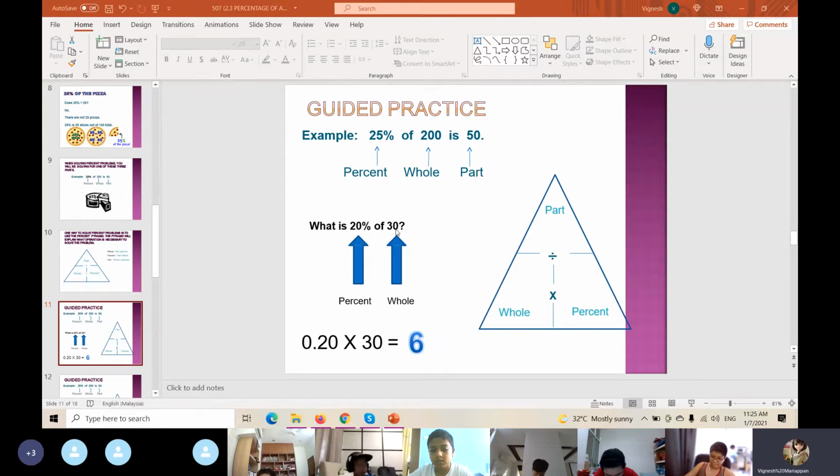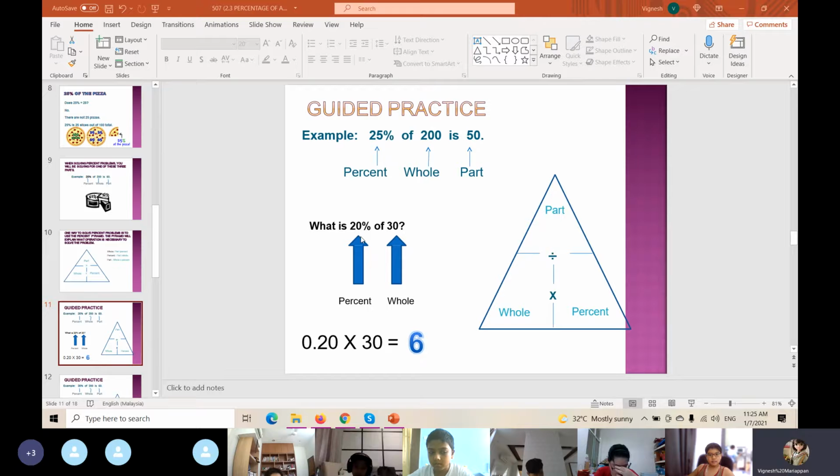25% of 30. 30 is the whole, correct? 20% is the percentage. So you need to find the part. Very good. How to find the part? Just multiply, correct? Whole and percentage, which one comes first is up to you. Whole multiply percentage or percentage multiply with the whole are the same.